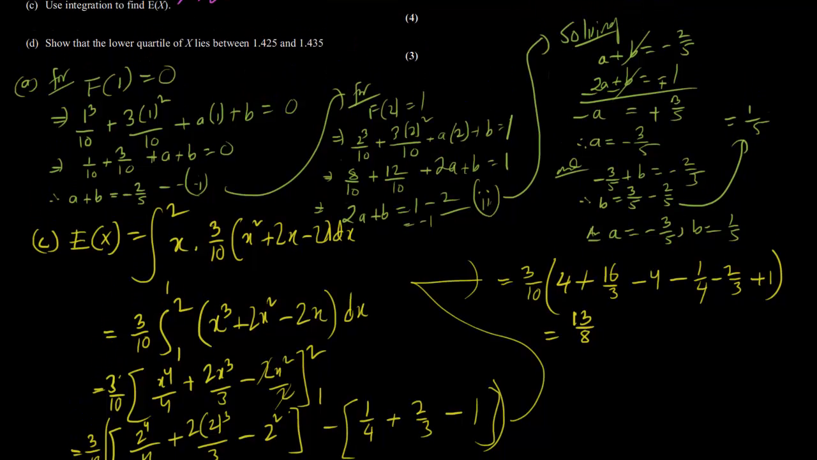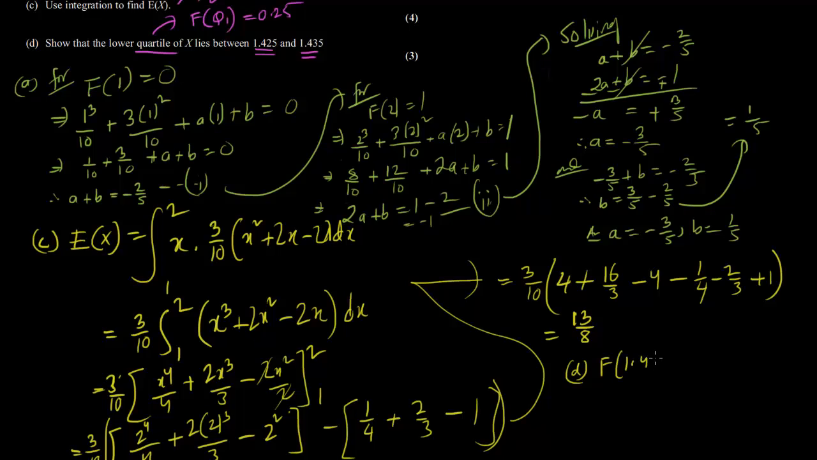Now after that we have the final question. Show that the lower quartile of x lies between 1.425 and 1.435. Now for that you have to remember the rule. The rule is: for the lower quartile, or Q1, if you put it in the cumulative function F(Q1), then the probability would be 0.25. So that means if you put this into the cumulative function, then the value should be around 0.25. That is the idea. So let's do this.